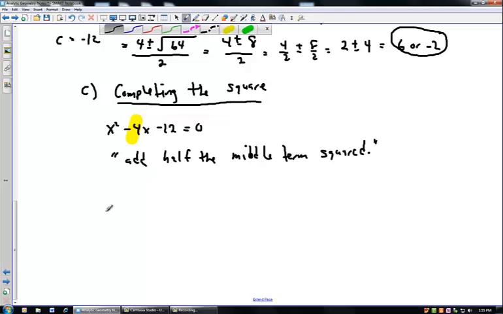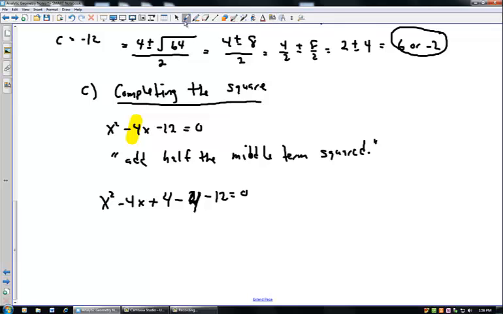So what I'm going to do is I'm going to take x squared, and I have minus 4x, and I'm going to add half the middle term, so take half of negative 4, which is negative 2, and square it. So I'm going to add 4, and I'm also going to take it off right next to it. And I have minus 12 equals 0. Oop, this is a 4. So right here, I just added 4 and I took away 4. So I haven't changed the equation at all, because if you add 4 and take away 4, you've really added nothing. So it's the same equation.